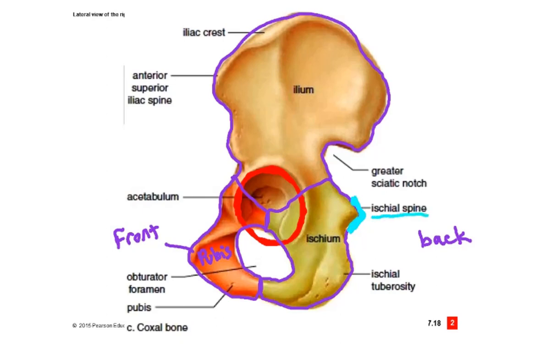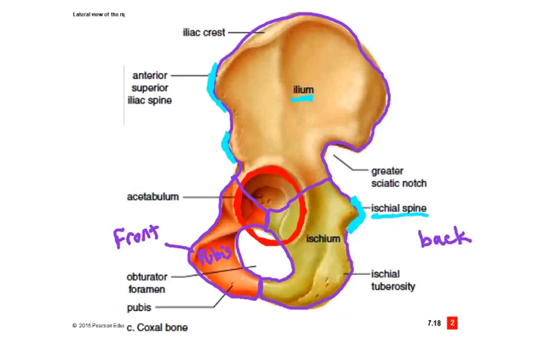Now that's different from what we looked at before when we were looking at the anterior view. This is the anterior superior iliac spine, iliac for ilium. So back here is the ischial spine. And it's not called the posterior or anything, it's just called the plain old ischial spine because there's only one.